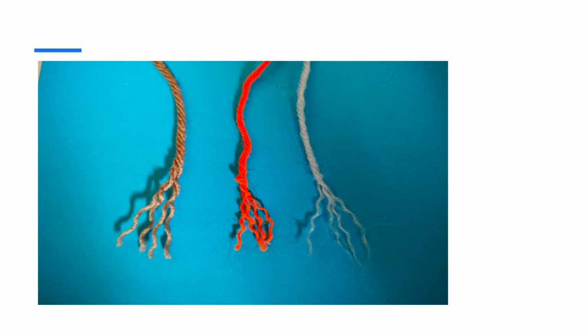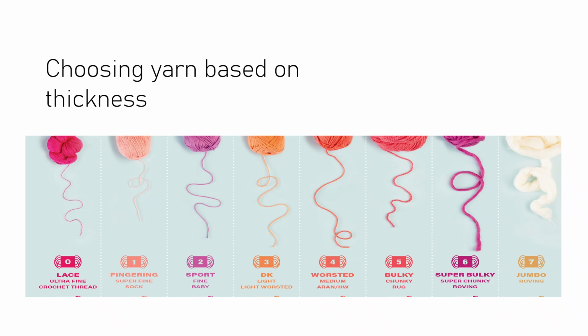Now let's see how yarn can be broadly classified into 8 types based on thickness, ranging from 0 to 7. Yarn thickness can also be called yarn weight. The first yarn you're going to see is the weight 0 yarn. This is a very thin yarn. This is used for making delicate projects. This yarn is also called a lace yarn or a superfine yarn.